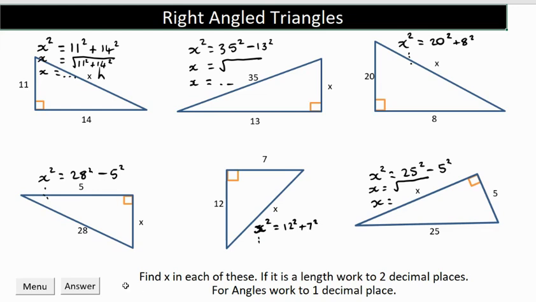And so if we've calculated all those correctly, we should have these answers: 17.8, 32.5, 21.54, 27.55, 13.89, and 24.49.